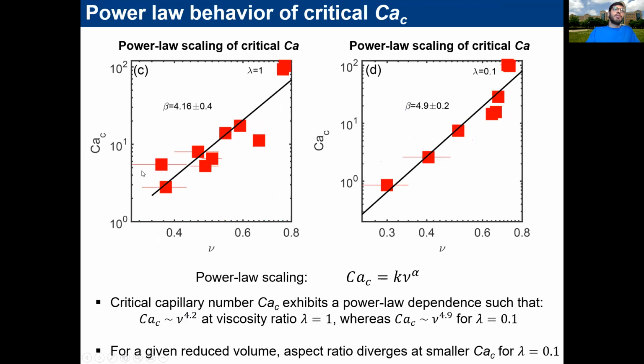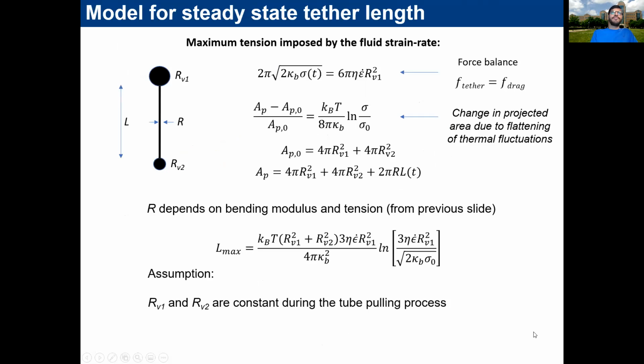One can also plot the value of the critical capillary number CAC as a function of reduced volume at different viscosity ratios. And essentially we see that we can obtain this power law exponent beta. And interestingly, we see that the power law exponent beta is lower at a viscosity ratio of 1, and it's higher for a lower viscosity ratio, implying that at a given reduced volume, the aspect ratio of the vesicle will diverge at a smaller capillary number for lower viscosity ratios.